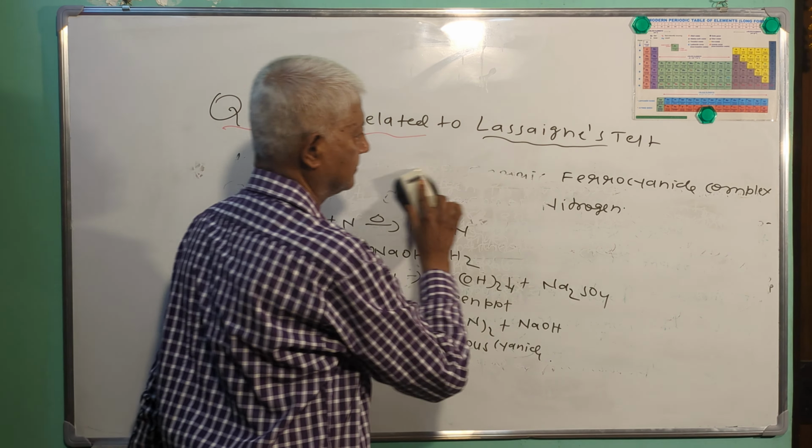Now this ferrous cyanide reacts with sodium cyanide, in excess, so what we get is Na4[Fe(CN)6], that is known as sodium ferrocyanide. Now this sodium ferrocyanide reacts with ferric chloride solution.